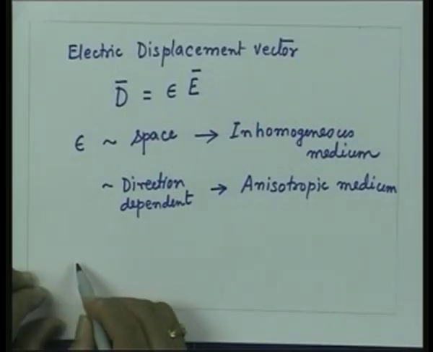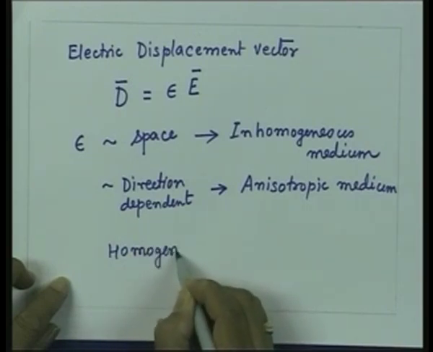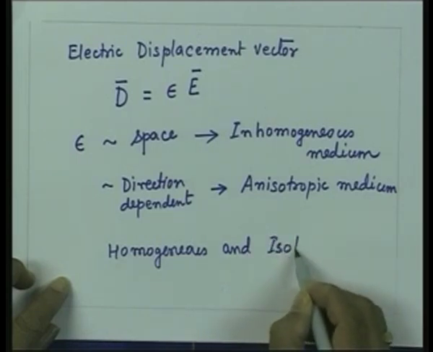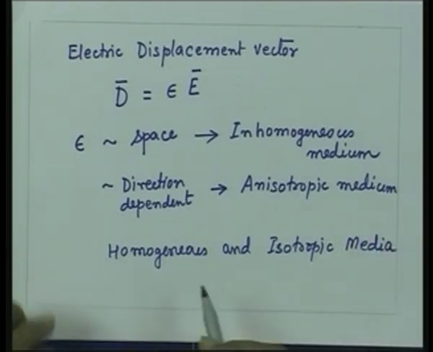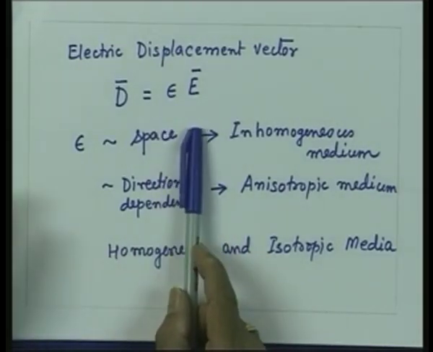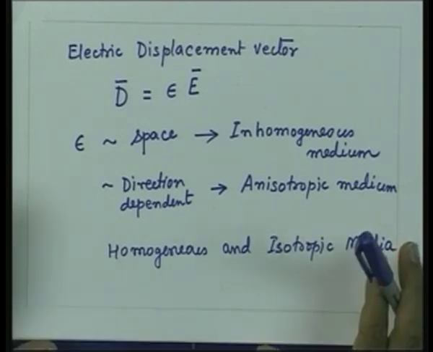In this course, we deal with the media which are homogeneous and isotropic media. So, here we consider only homogeneous and isotropic media. What that means is that the dielectric constant of the medium or permittivity of the medium is neither direction dependent nor it is varying as a function of space.